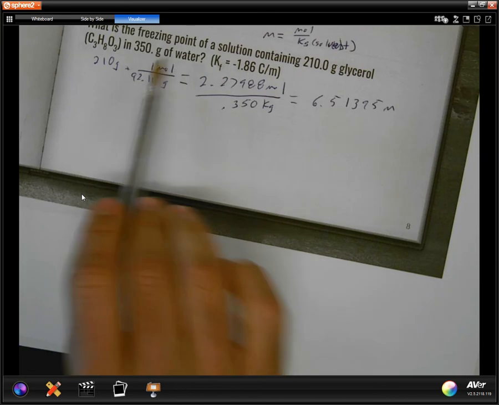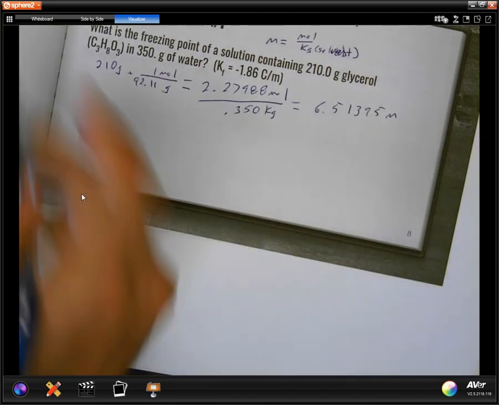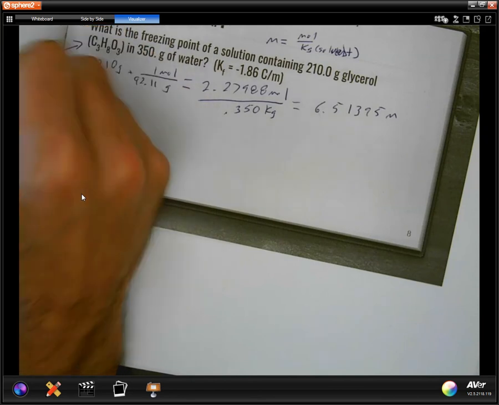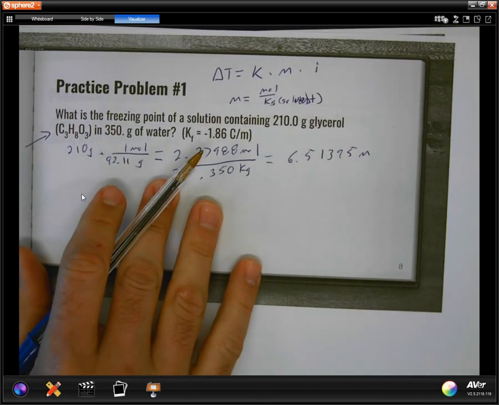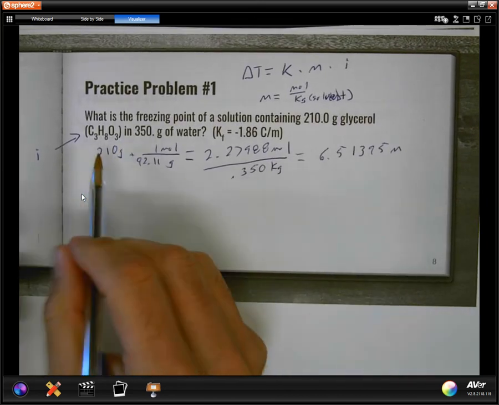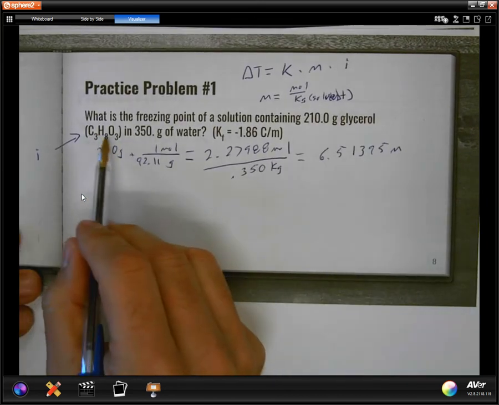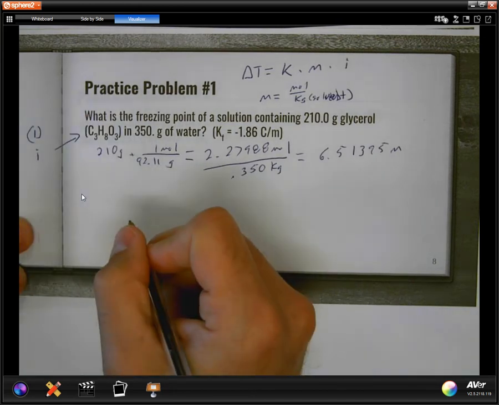I have my K, I have my m, I need my i. So now look at this equation. What's your i going to be? Based on that chemical formula, what's my i going to be? My i, since this is a covalent compound, would be just a 1. So you can see this is quite simple.